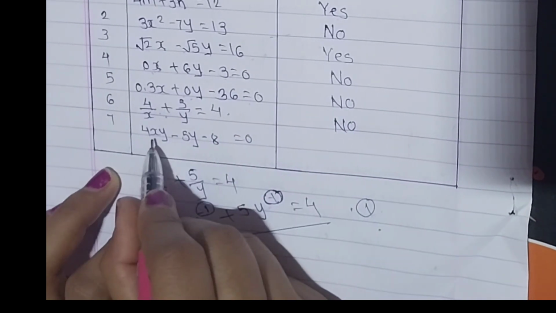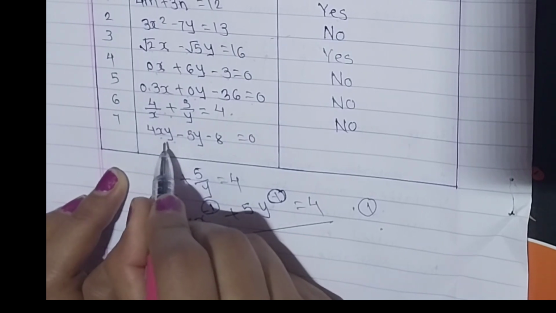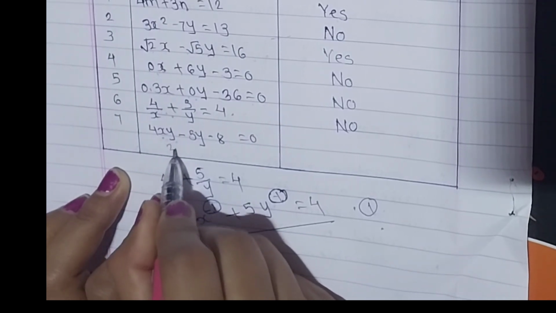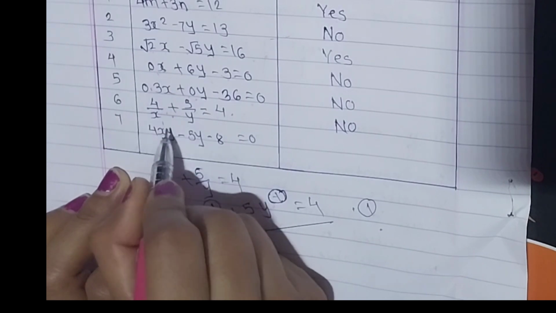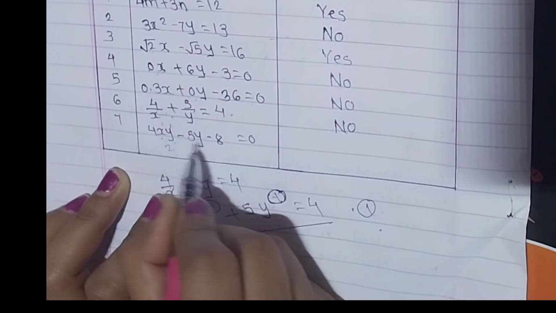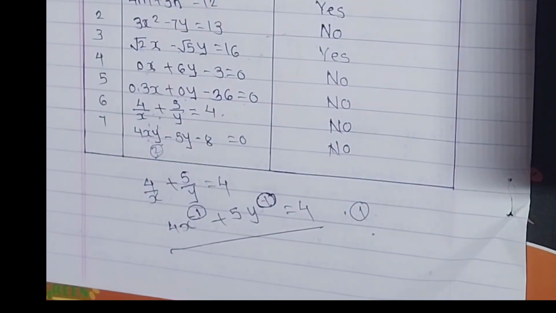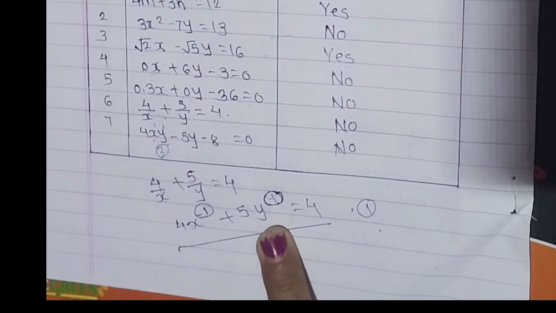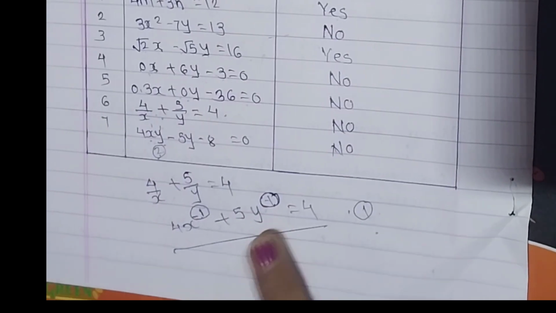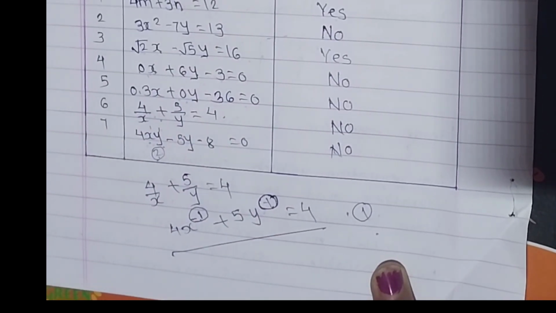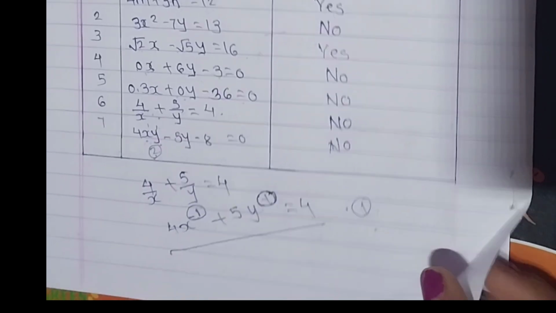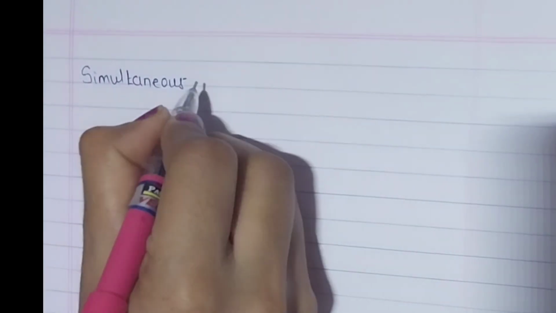And in the last example, the equation is of two variables, but here xy has degree 2, since x has 1 and y has 1, so it has degree 2. So this equation is not a linear equation, so we write here no. So this is the activity given in the textbook that we completed here, which was already studied in 9th class. Now we will see what simultaneous linear equations are.